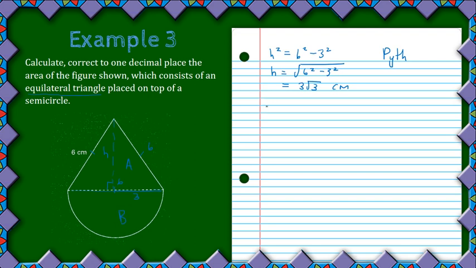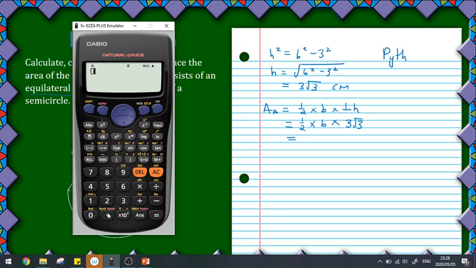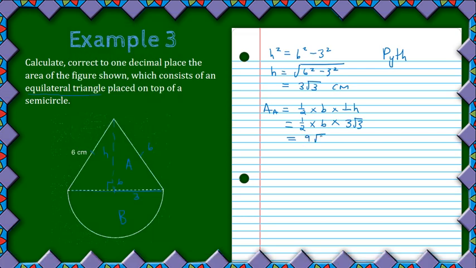So to find the area of the triangle, we have the formula for a triangle, half times base times perpendicular height, and then we substitute in our values. So base is 6 times my perpendicular height, which we found was 3 square root of 3. And then we type that into the calculator, 0.5 times 6 times 3 square root of 3, and this gives us 9 square root of 3.